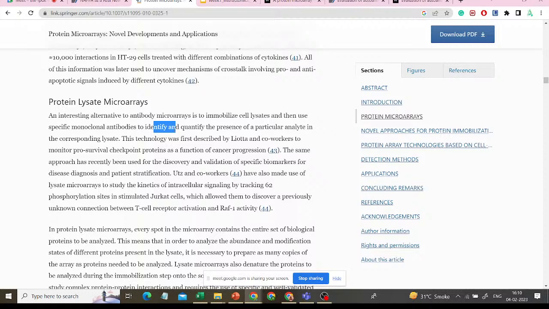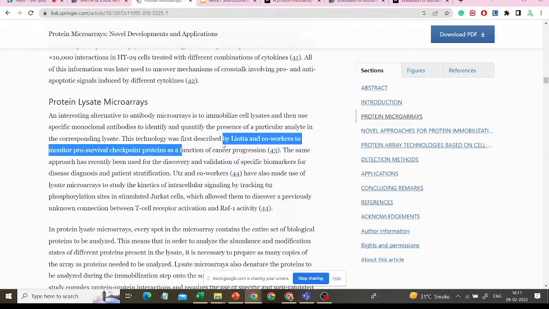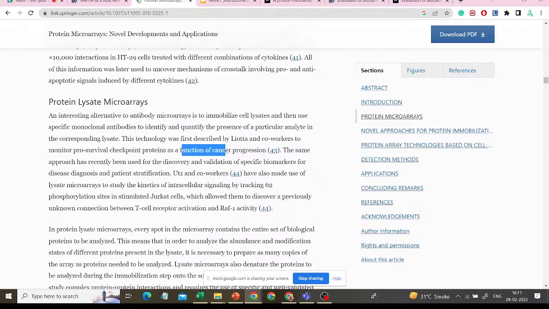Now you have identified one particular protein of your interest. You can monitor it across different cells or conditions by tracing the cell lysate, and then use the specific monoclonal antibody to find its expression level. So this technology helps you with a large number of cell lysates and samples. The same approach has now been used for disease diagnosis and patient stratification.